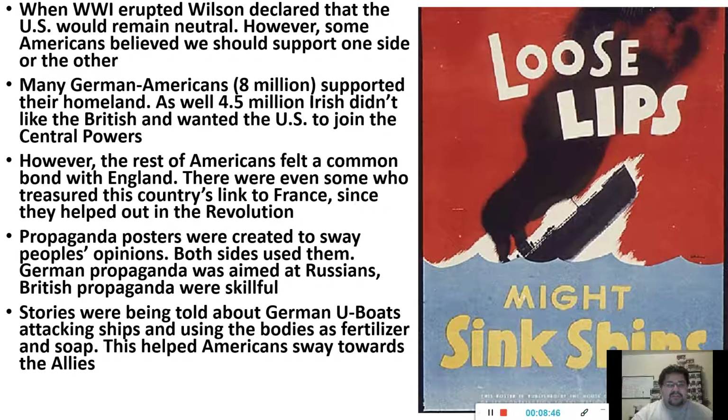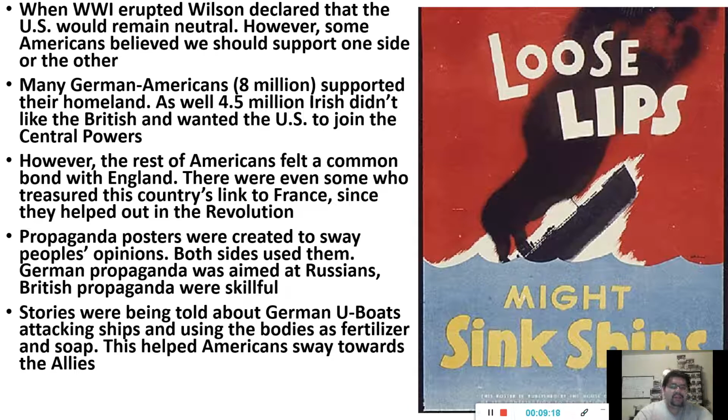One group were the German Americans. There are about 8 million of them. They said, we should support the homeland, the German homeland. And then there were about 4.5 million Irish Americans who said, you know what? Britain's always getting their nose into other people's business like they do with us, in Ireland. Britain's an evil country. So the United States should join the Central Powers, Germany and Austria-Hungary and so on.